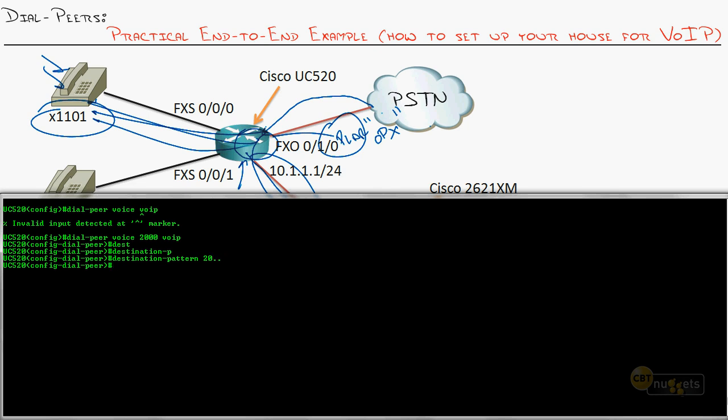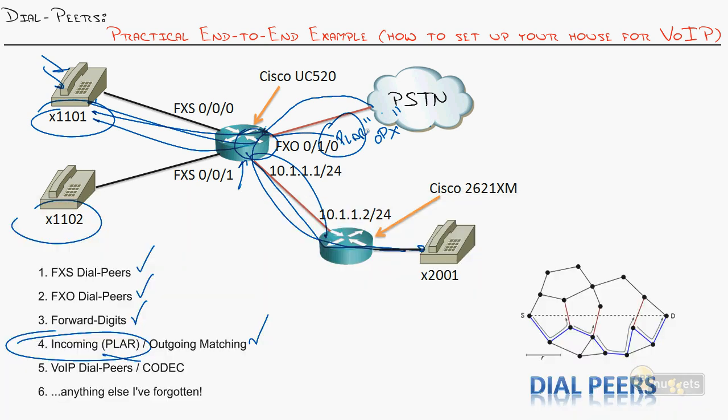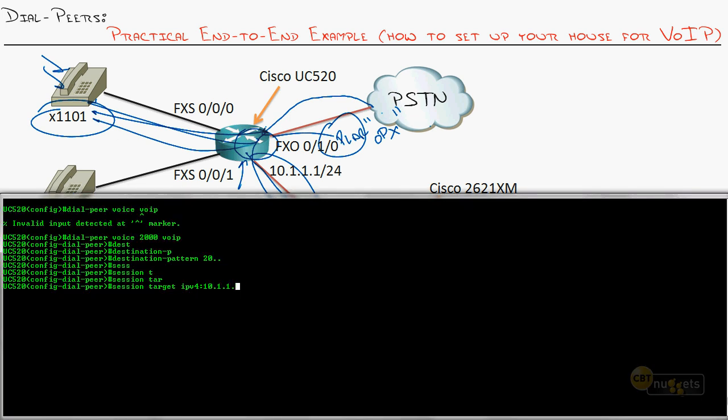Extensions exist down at that office. So there's 100-some phones down there that I'm able to call. So we'll make it a little more wildcard-ish. Instead of using the port now, I do session target IPv4 10.1.1.2, which is the other guy down here on the other side. I don't think I've set that up yet, but I will. So now I've got the destination endpoint that I'm going to. And that should be it.